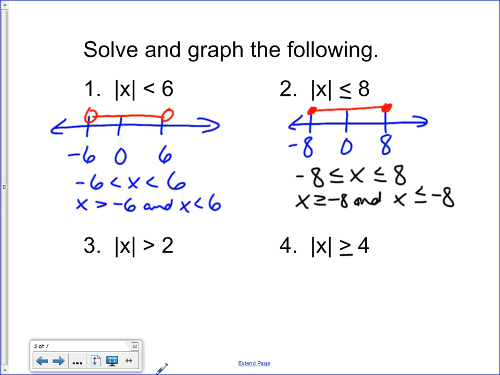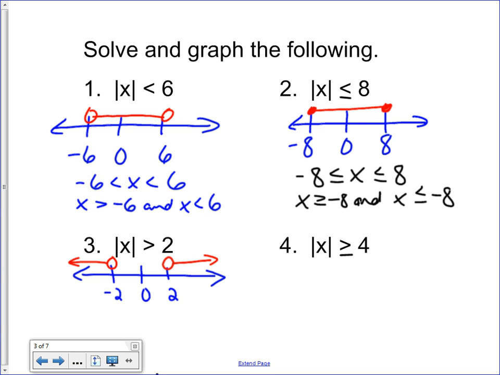The next one, absolute value of x is greater than 2. So now we're thinking on a number line, what numbers are greater than 2 away from 0? So again, I'm going to have 2 and a negative 2, but now we're greater than 2 away from 0. So in my mind, I'm thinking, okay, I know I'm going to start here, I'm going to go off to the right, or I'm going to start here, I'm going to go off to the left.